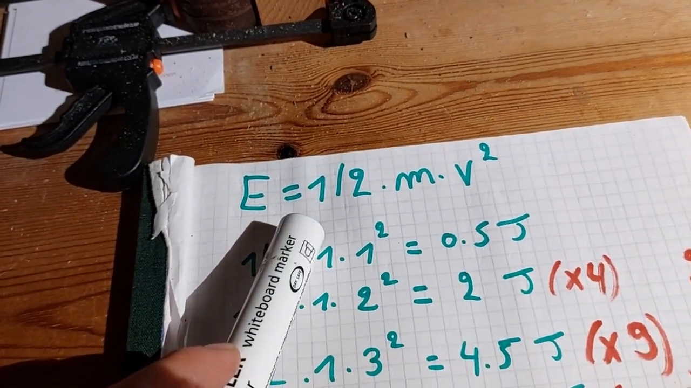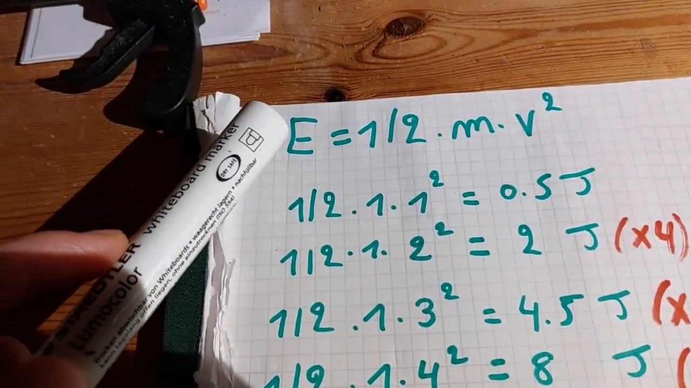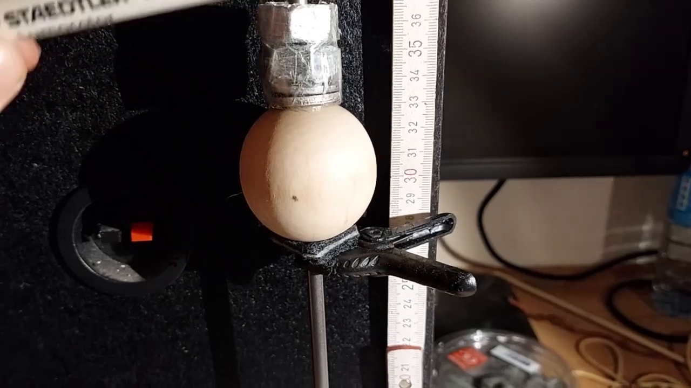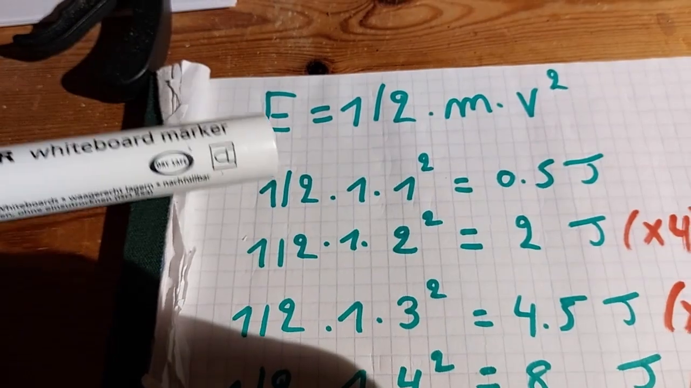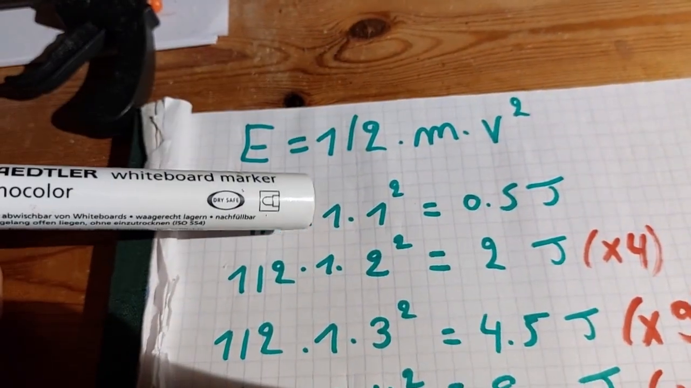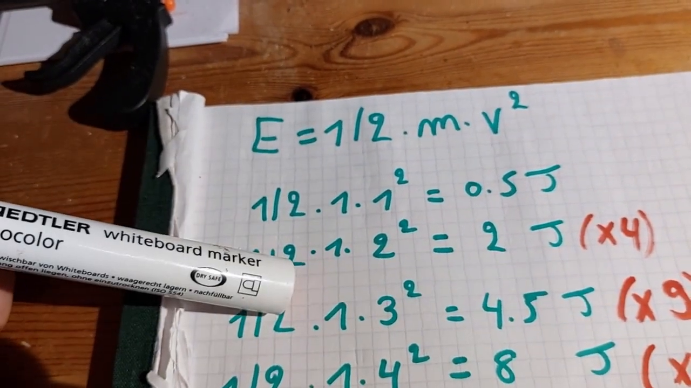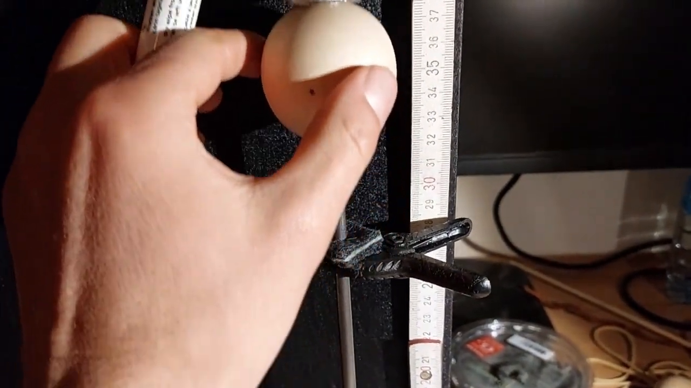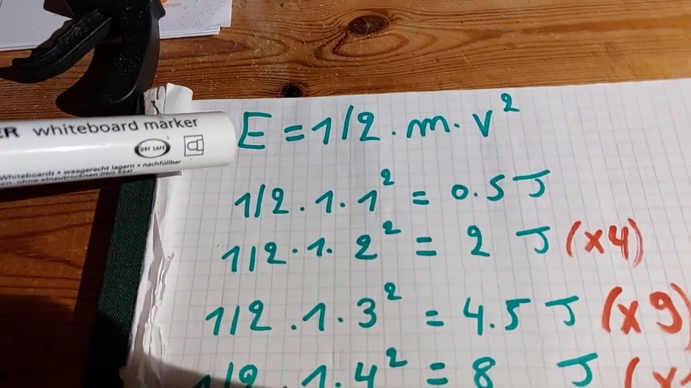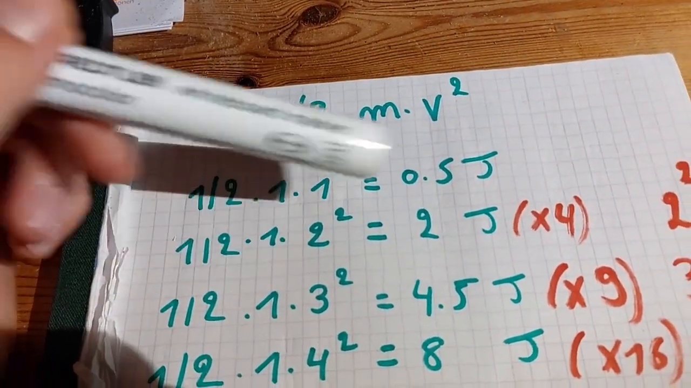So according to the kinetic energy formula, it's going to be the same mass throughout every single trial. So the 5 centimeter height is going to be the one velocity. So that's going to be 1/2 times 1, which is the mass, times 1, which is the velocity. That equals 0.5 joules. And then I'm going to double the velocity. Now in order to double the velocity, I have to raise this ball 4 times higher, so to a dropping height of 20 centimeters. And according to this formula, 1/2 times 1 times 2 squared, that equals 2 joules.